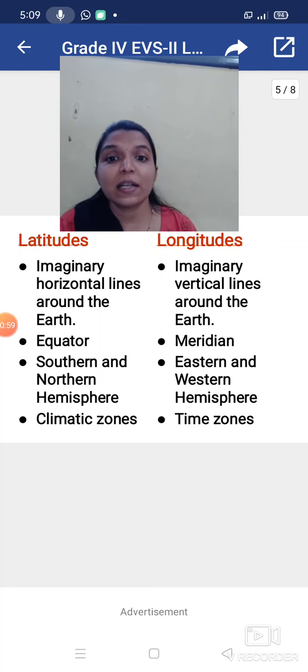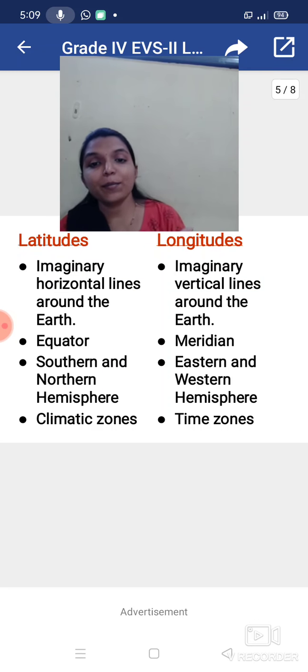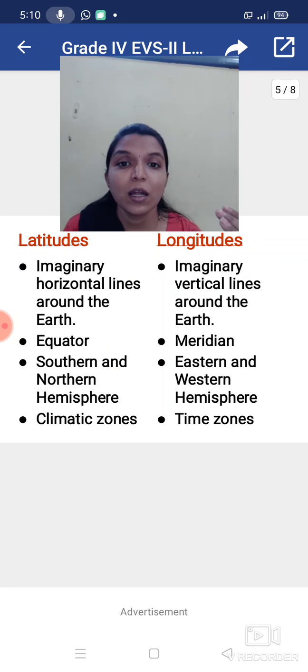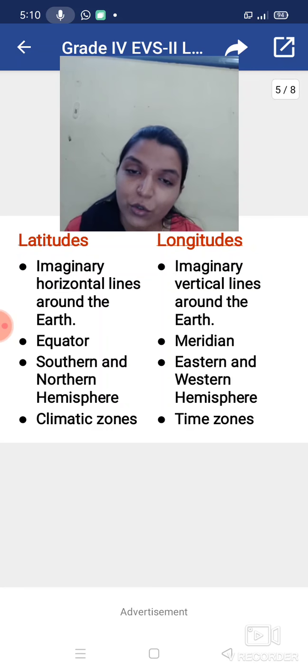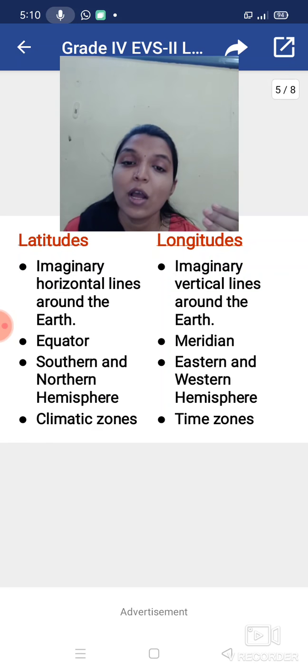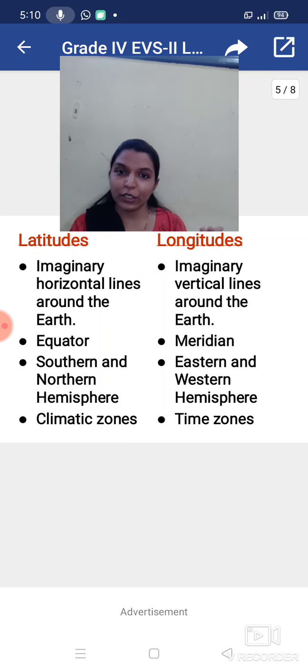Now why are we studying latitudes? It is very important, as it helps us to study different climatic zones. And in longitude, why is it important? It helps us to know about the time zones. So in latitude and longitude we have studied comparatively, and we have studied mainly three points. What is meant by latitude and longitude? Then what is the importance of the equator? It is dividing into two parts.